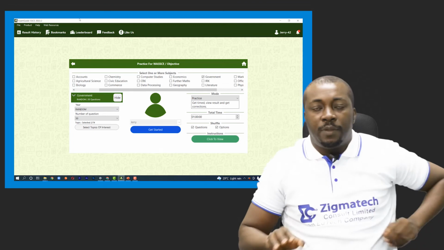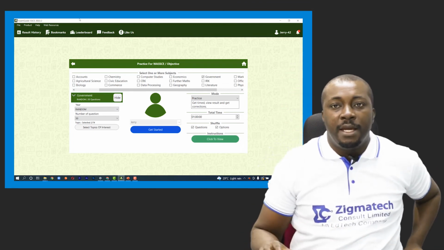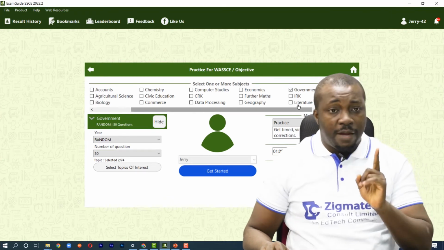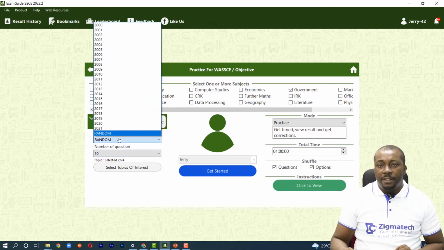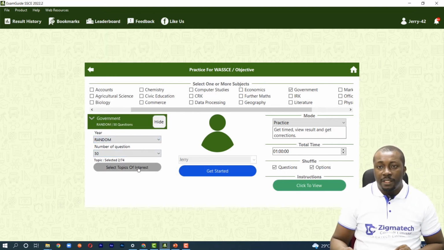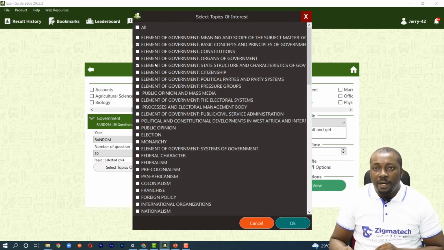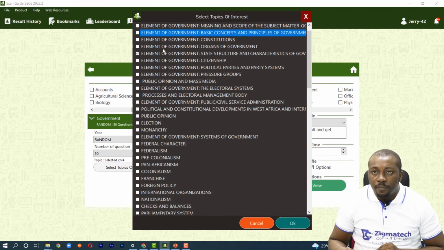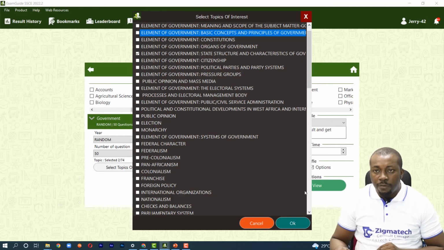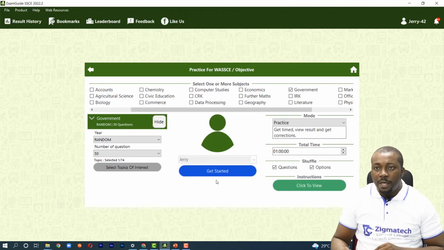Now, let's take a practice on our ExamGuide, SSCE, on what we have done. We click government, select year at random, then select a topic of interest. We are going to take basic concepts in government. This one has to do with basic concepts and principles. I remove this. Now, I'm taking elements of government, state structure and characteristics of government. This is close to what we are doing. So let's look for questions that relate to what we just did. Now, we get started.